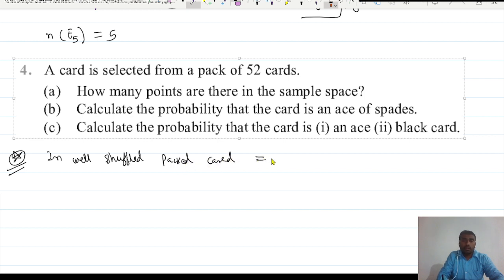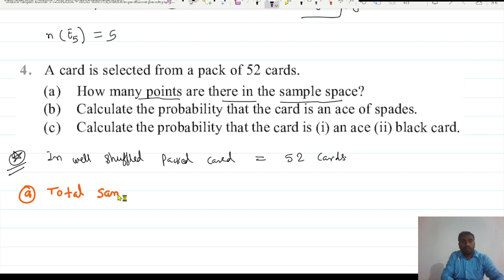In a pack of cards, there are a total of 52 cards, right? So how many sample points are there? Of course, the sample points total 52. So what is the first answer here? A. How many sample points are there? The total number of sample points will be nothing but 52. The second question says, calculate the probability that the card is an ace of spade.